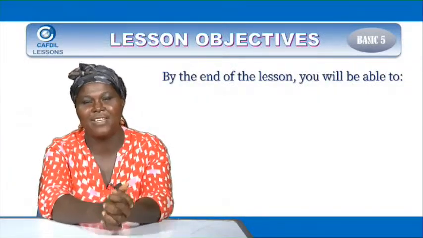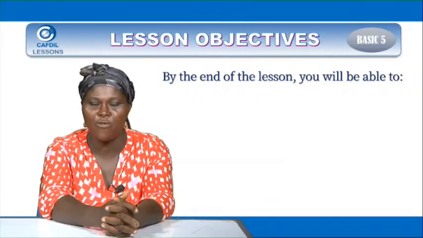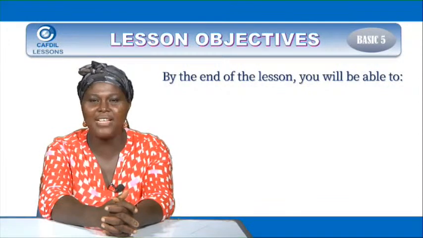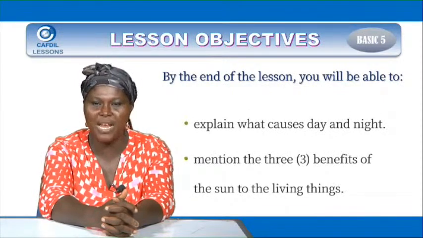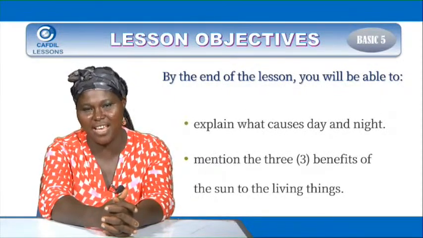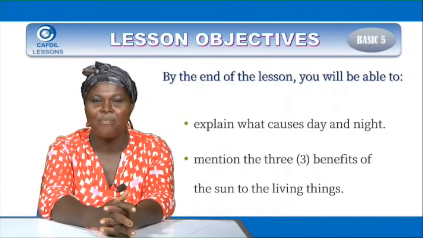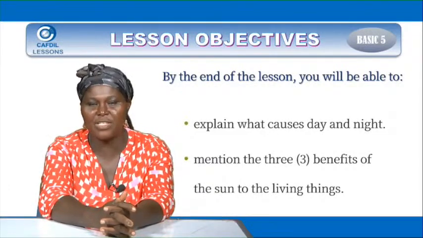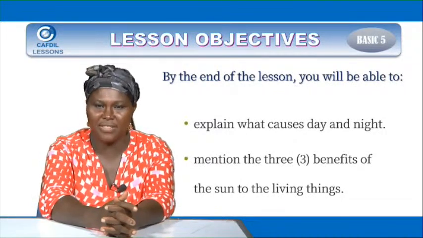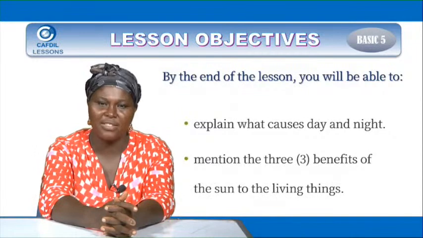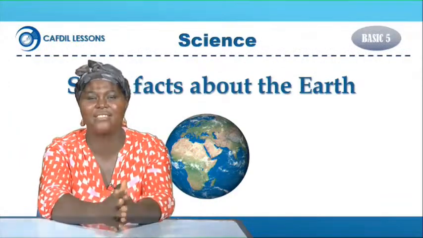Today's lesson. Before we start the lesson, let's look at our objectives for today. By the end of the lesson, you will be able to: 1. Explain what causes day and night. 2. Mention the 3 benefits of the sun to living things. Now let's start our lesson.